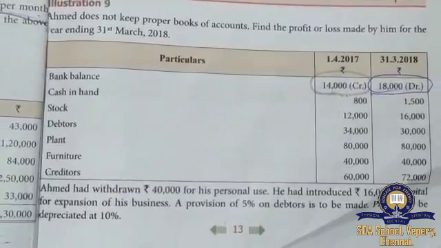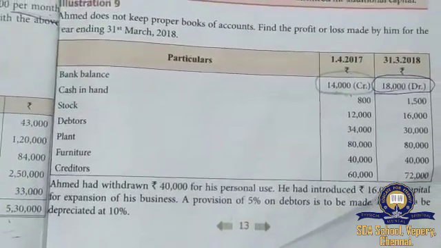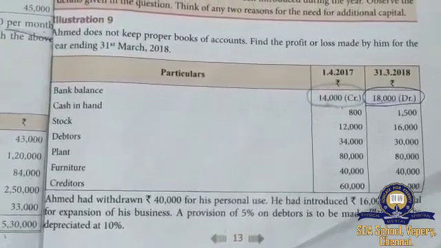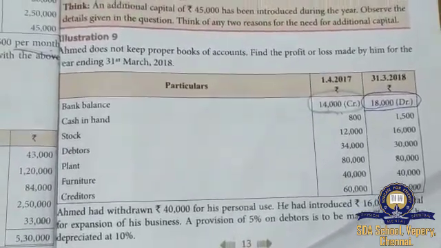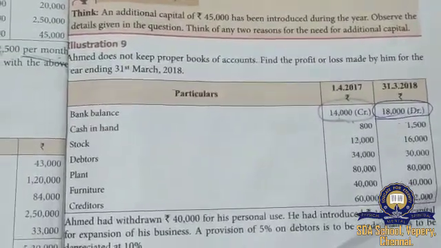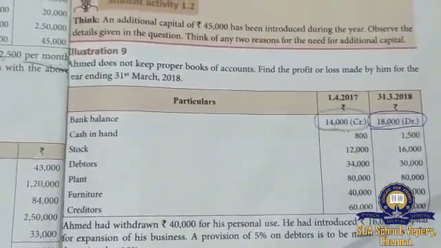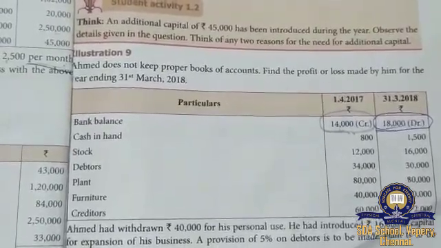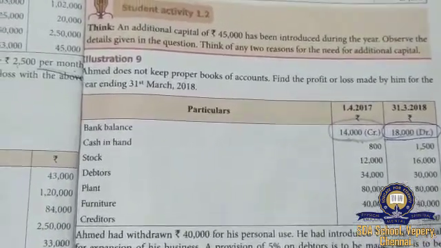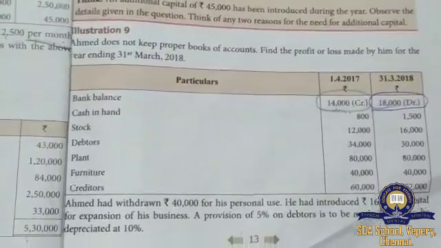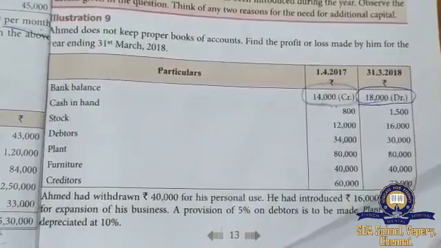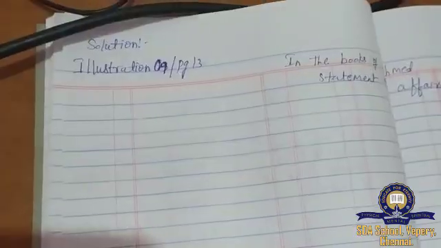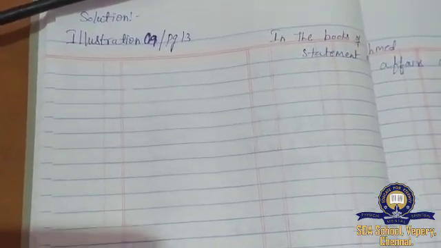And they have given a new thing. Bank balance is 14,000 credit and 18,000 is debit. I think you will remember, in the bank reconciliation statement they have given the bank favourable and unfavourable balance. So favourable means it comes under debit, and unfavourable means it comes under credit. Likewise the bank balance is credit and debit. Now we are going to put the solution for illustration 9, page number 13.